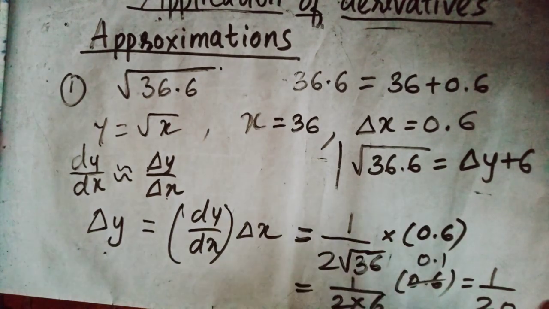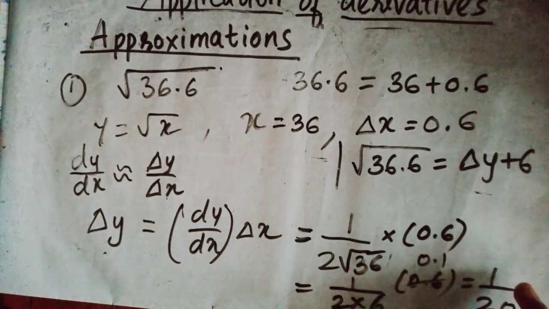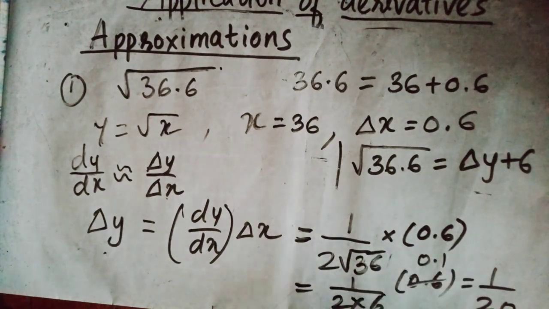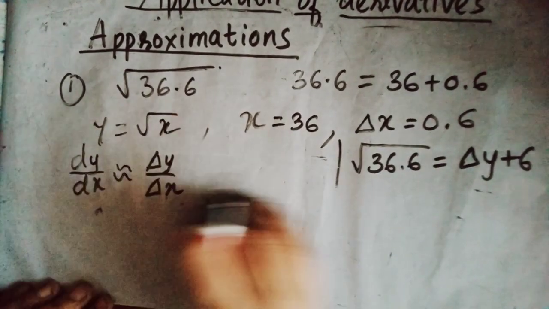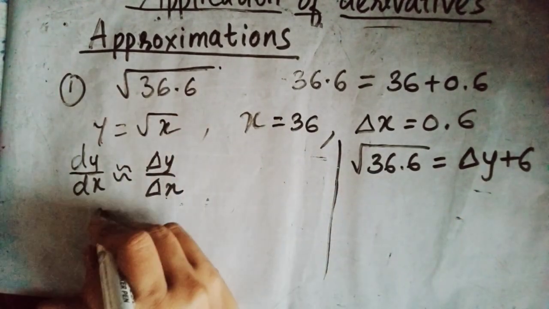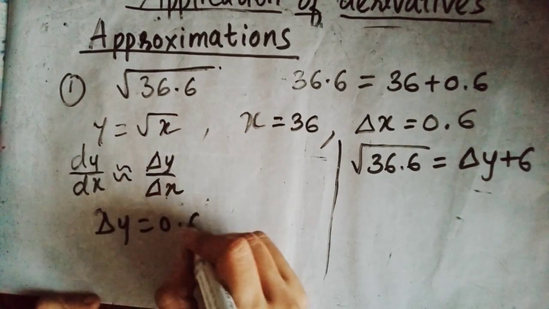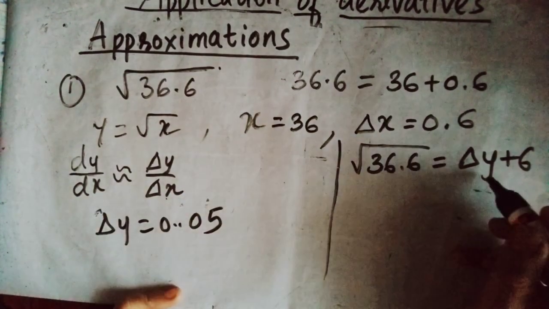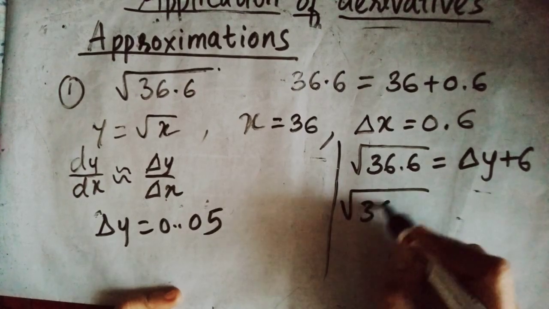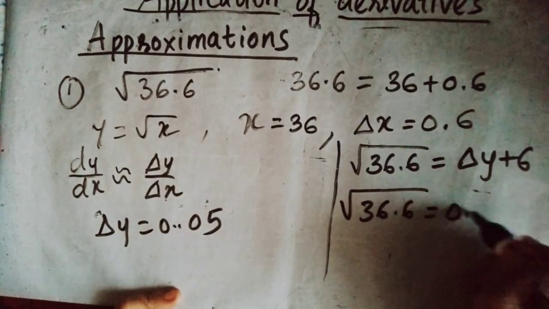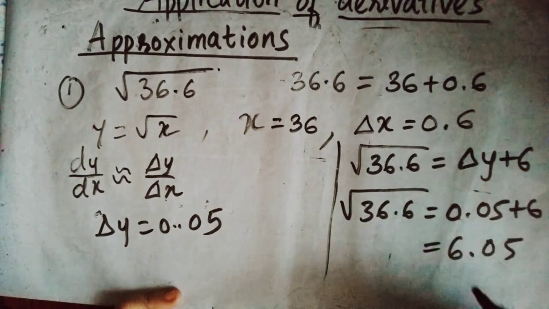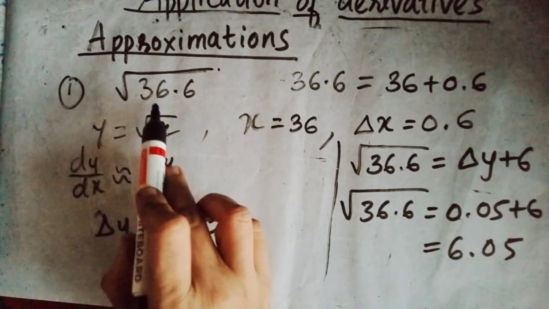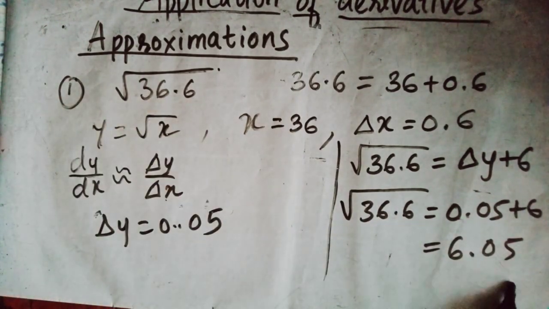In decimal form, 1 upon 20 is 0.05, right? So your del y is nothing but 0.05. Put it here: root of 36.6 is 0.05 plus 6. So your answer is 6.05. The approximate value of root of 36.6 is 6.05.